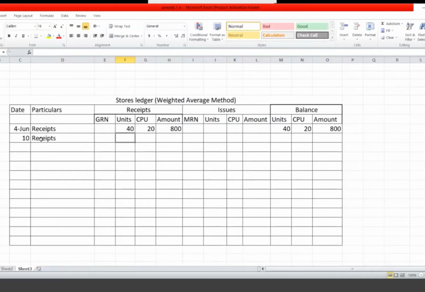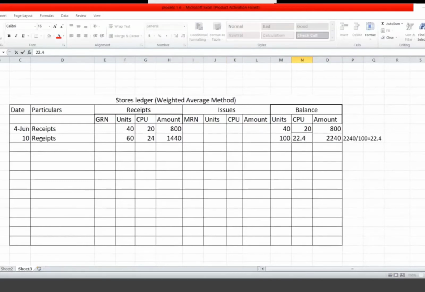Next, on 10th, again you got receipts. How many units? 60 units were there. What was the price? 24 rupees and the amount 1440. Now here, what is the total balance you have in your hand? 60 plus 40, 100 units. And the amount 800 plus 1440 will be 2240. And how do you know the price? 2240 divided by 100 units, then it will be 22.4. So write down 22.4 here.